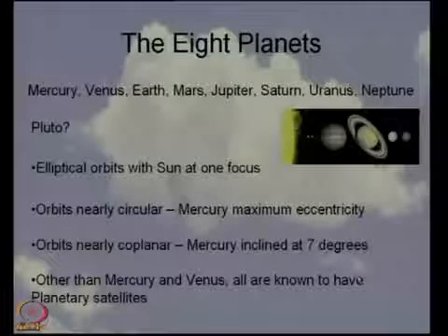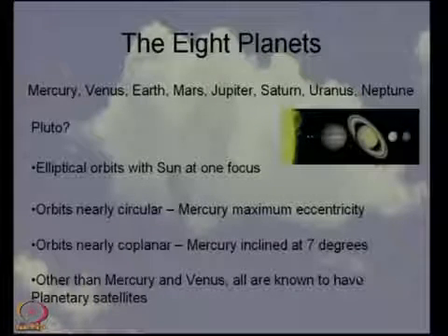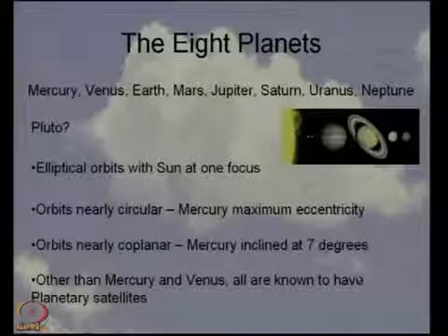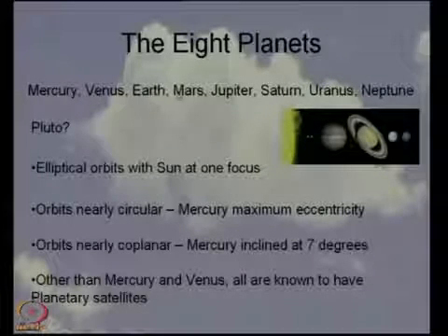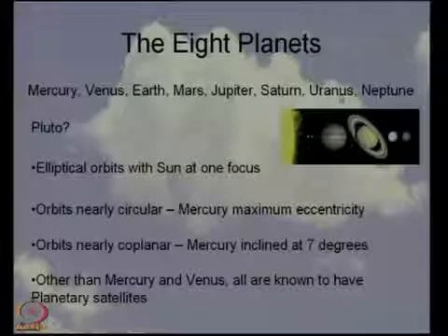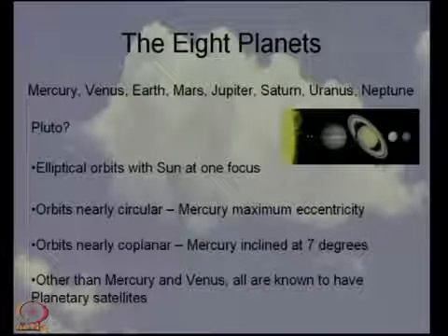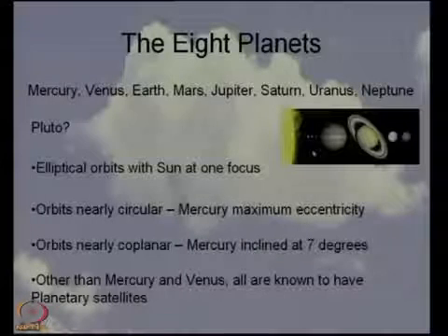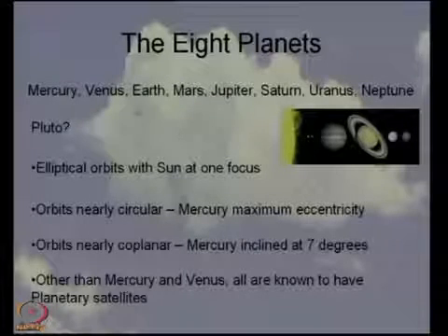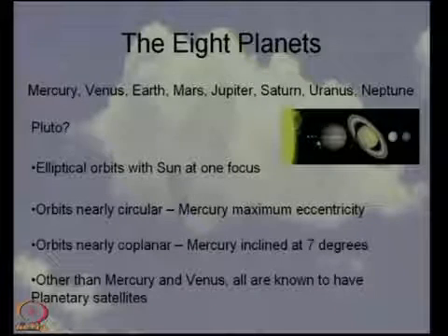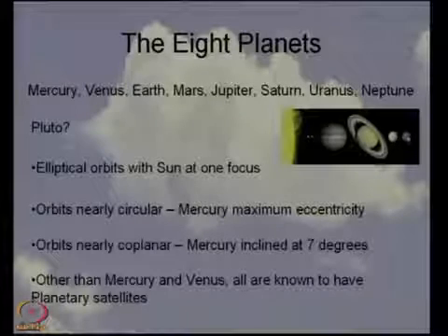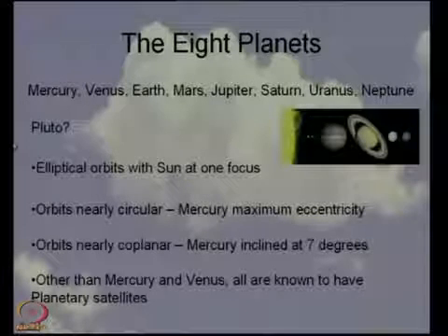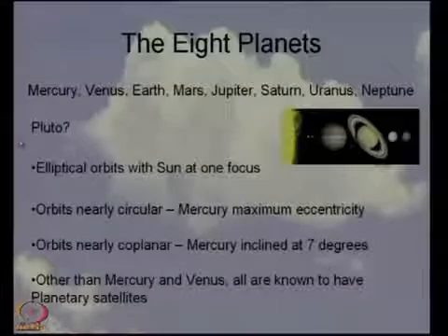So, let us now move on to the planets, the 8 planets. I have listed the 8 planets here. We have Mercury, Venus, Earth, Mars, Jupiter, Saturn, Uranus and Neptune. So, these are the 8 planets. Mercury, that is closest, and then we have Venus, Earth and Mars. Then we have Jupiter, Saturn, Uranus, Neptune. Now, what about Pluto? It is no longer a planet. We shall come back to this a little later.